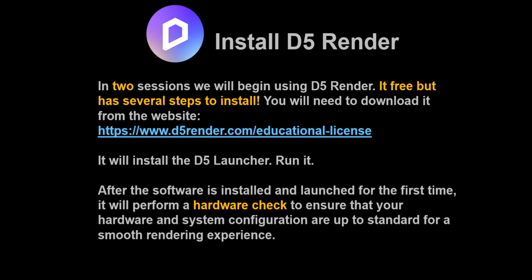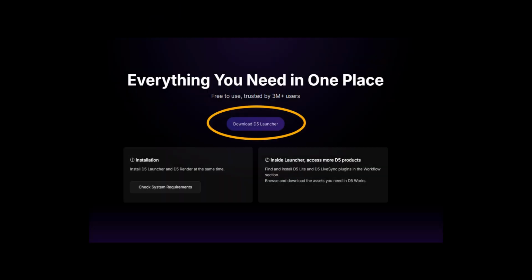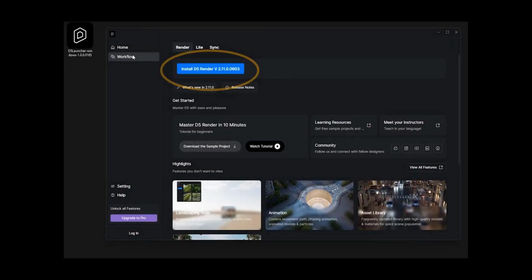You will need to install the D5 render. It's free for student use. You will want to make sure your hardware specs are able to handle it, which it should be if you use the specifications provided by Kirkwood. It will ask you to install the D5 launcher, and then after you download the launcher and run it, it'll ask you to download the program itself.